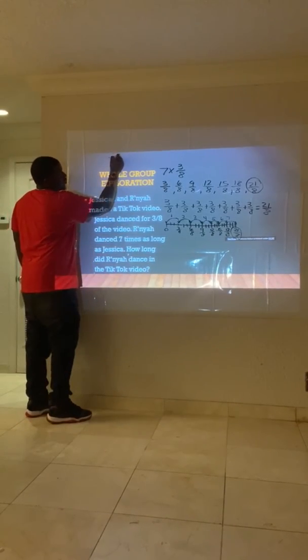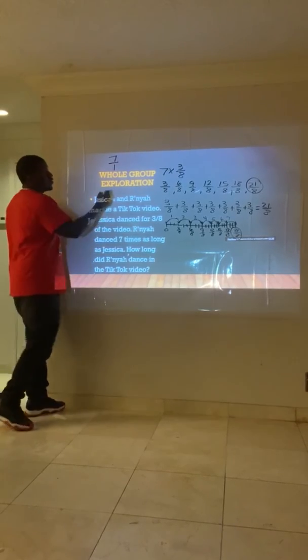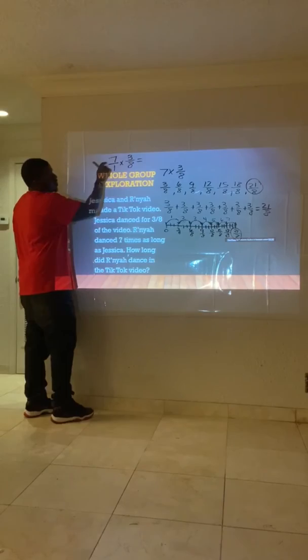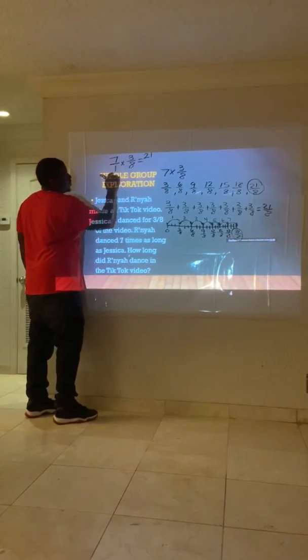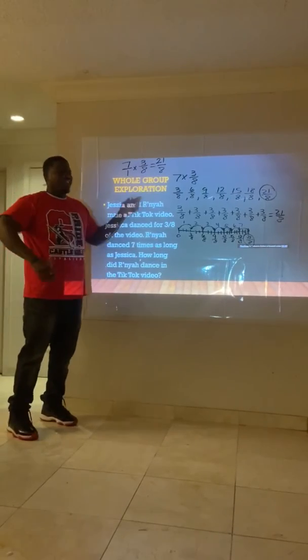And last but not least, we should know that 7 is the wholes. So I can always do 7 over 1, which is basically 7 wholes, times 3/8. 7 times 3 is 21. 1 times 8 is 8. That'll give me 21/8.